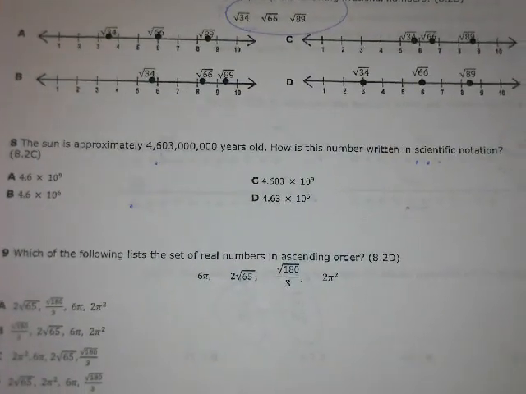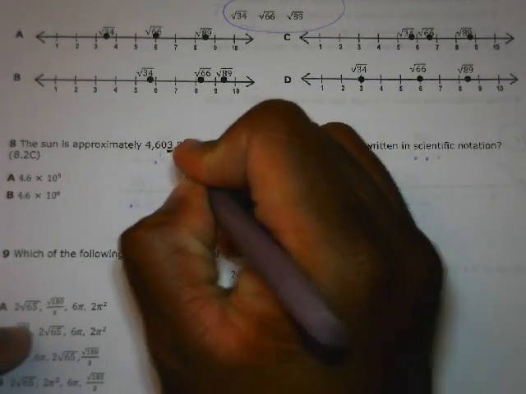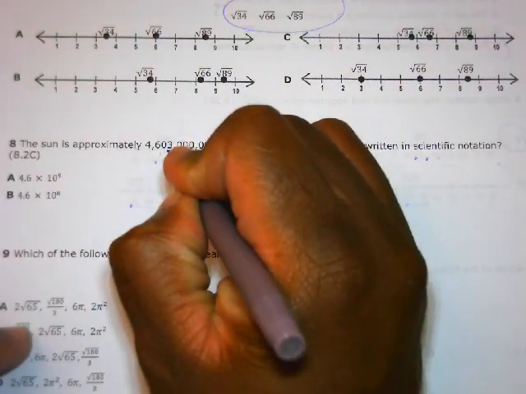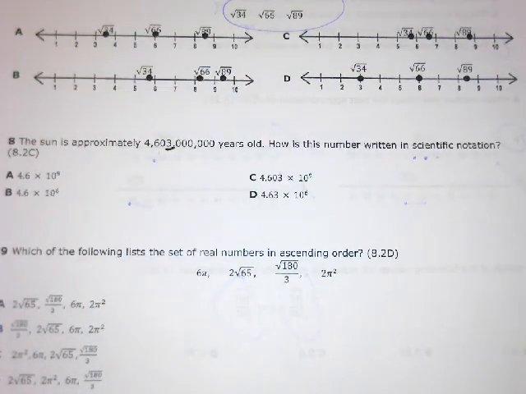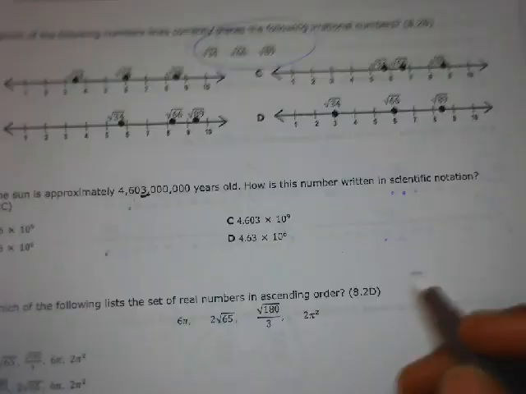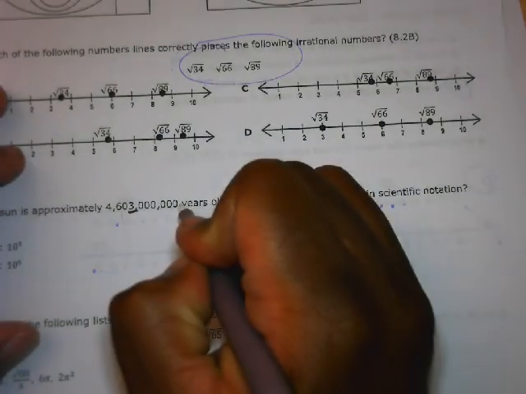All right, number 8. The sun is approximately 4,603,000,000 years old. How is this number written in scientific notation? Okay, so this one is a good one because it's important for you to know that you have to include this 3. Even though there's a 0 here, you have to include this 3 as your coefficient. So we're going to take this number, the decimal here at the end.